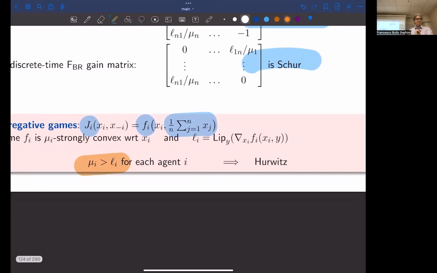Does that make sense? So very, very simple. The game is contracting, strongly contracting, everything works.